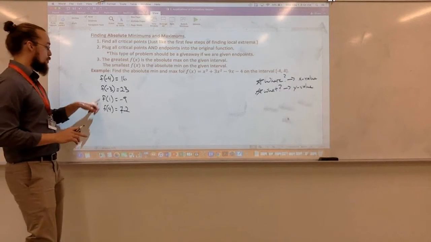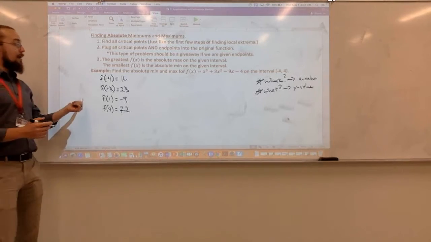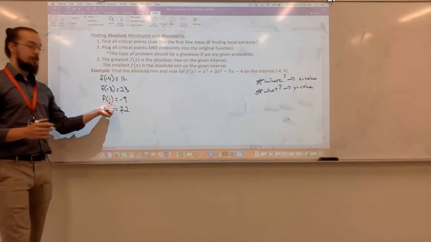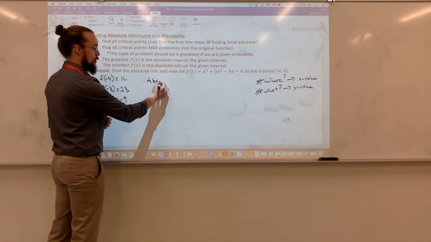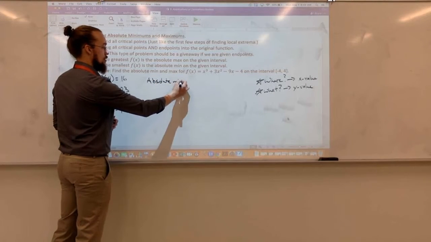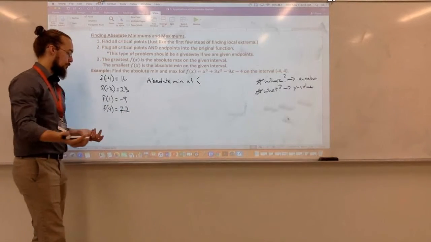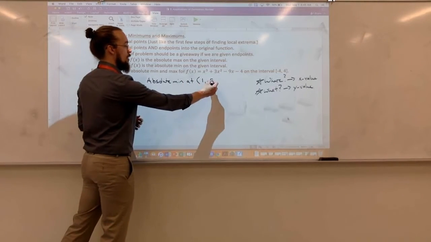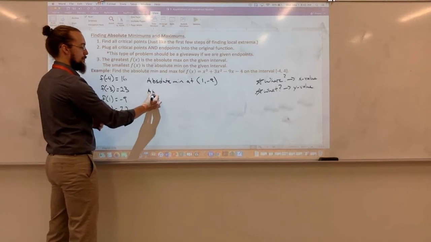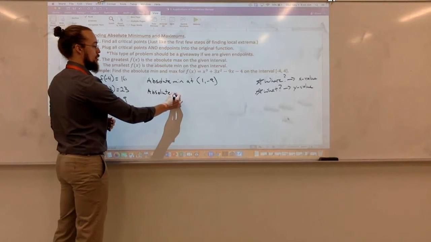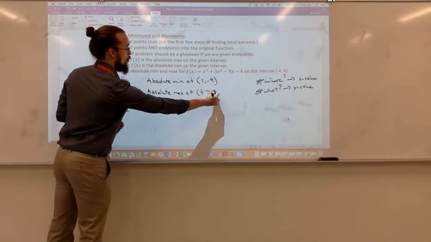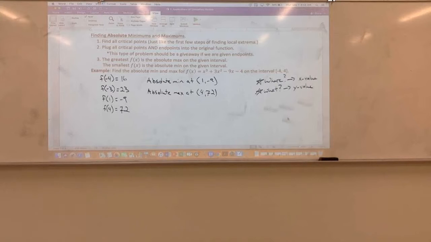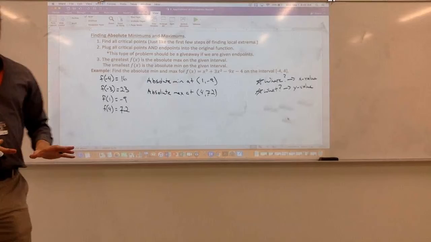Alright, so to interpret this, we would say the absolute min occurs at x equals 1, and the absolute min is negative 9. So we could just write out the entire coordinate point. We could say that's at (1, -9), and the absolute max occurs at 4, 72. Questions on mins and maxes?